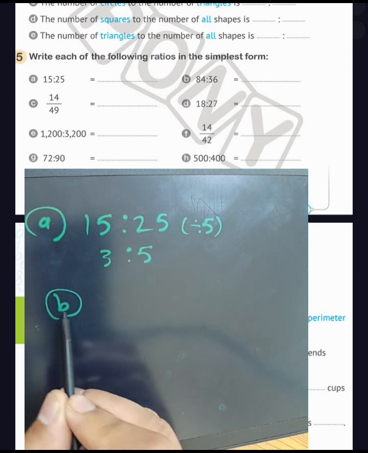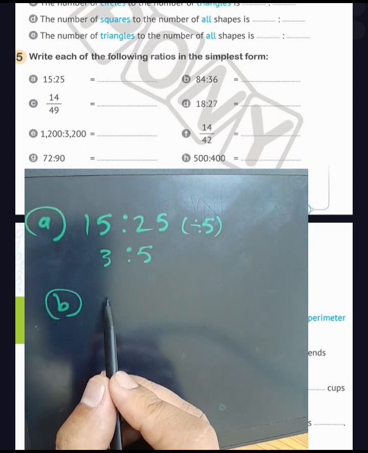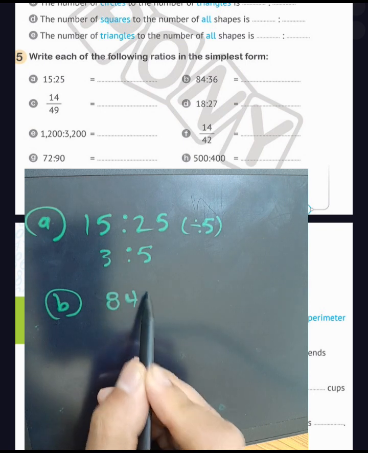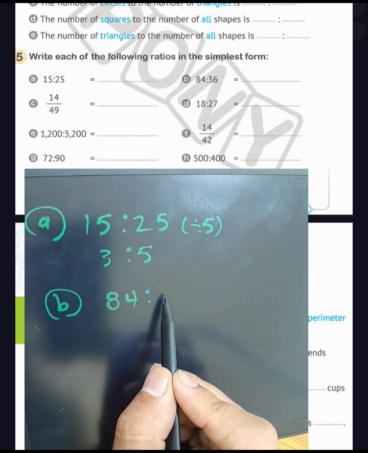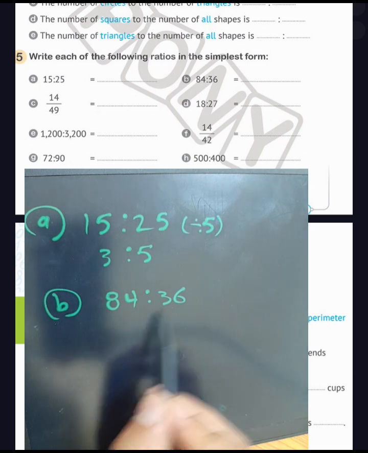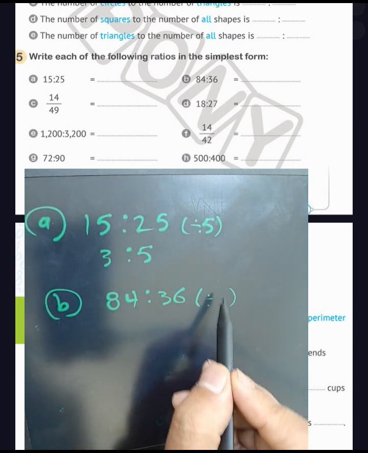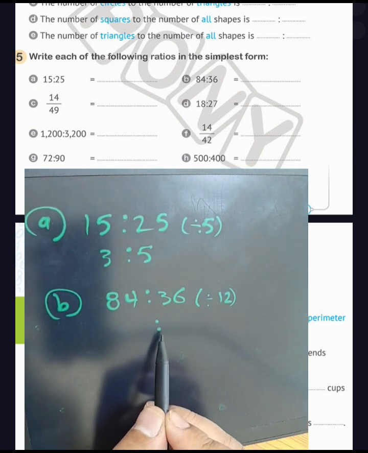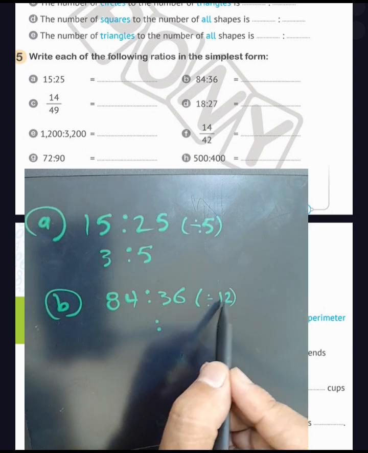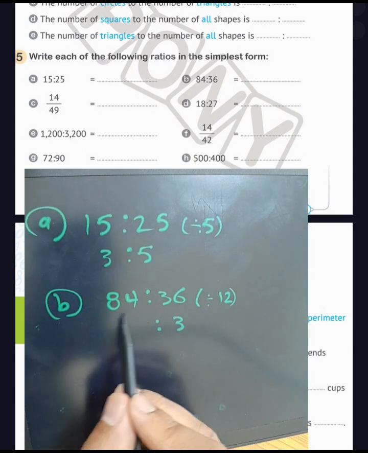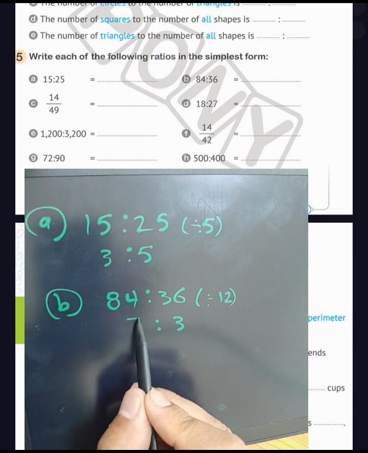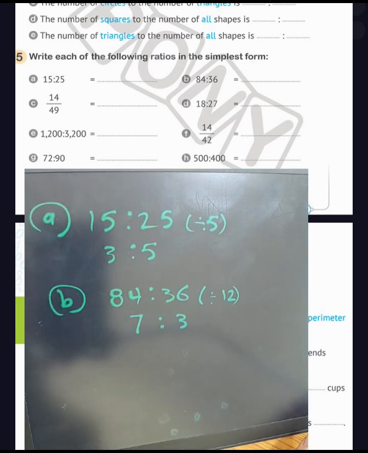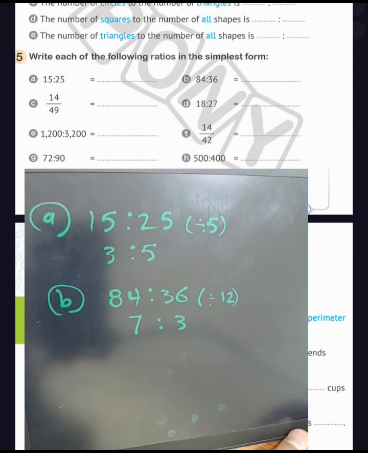Question letter B. The ratio between two numbers 84 to 36. We can simplify it by dividing by 12. 36 divided by 12 equals 3 and 84 divided by 12 equals 7. Then the ratio will be 7 to 3. It is the simplest form.